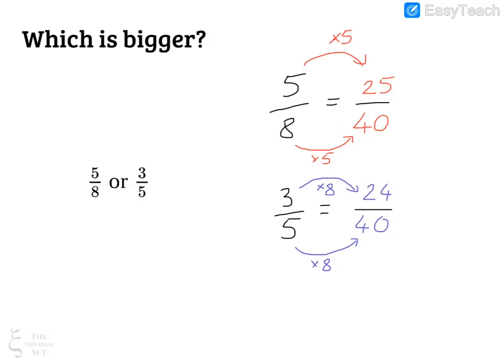Which is bigger? Well, only slightly, but this one is bigger, right? 25/40ths is a little bit more than 24/40ths. So my answer to this question is 5/8 is bigger than 3/5. That's my answer to the question, because we had to make equivalent fractions that had the same denominator. Okay.